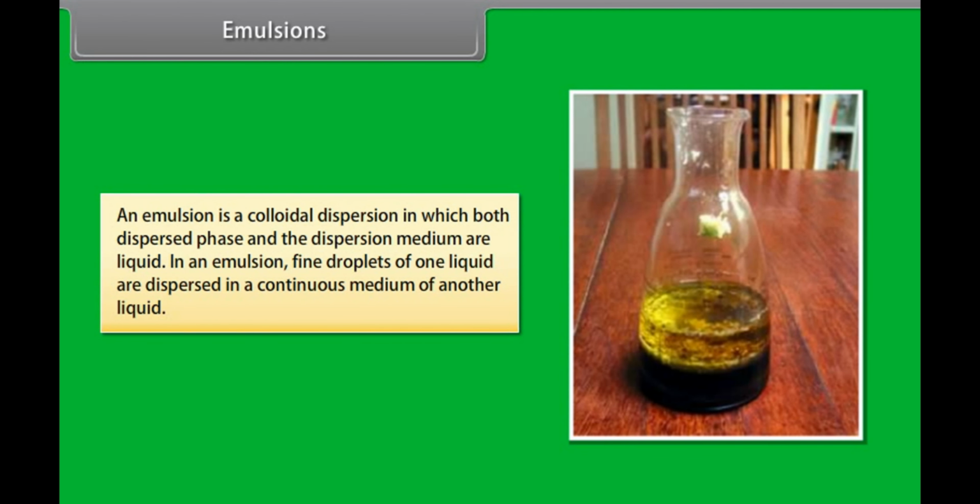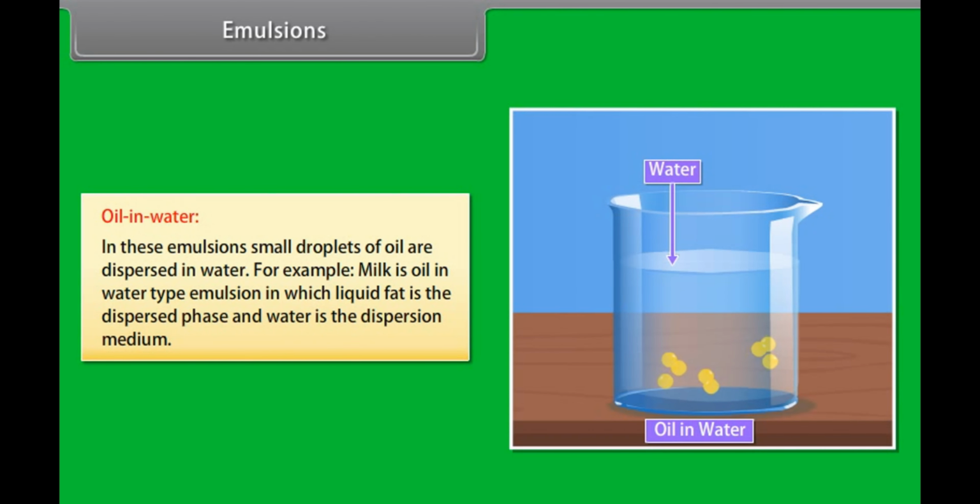An emulsion is a colloidal dispersion in which both dispersed phase and the dispersion medium are liquid. In an emulsion, fine droplets of one liquid are dispersed in a continuous medium of another liquid. Emulsions are of two types: oil in water and water in oil. Oil in water. In these emulsions, some droplets of oil are dispersed in water.